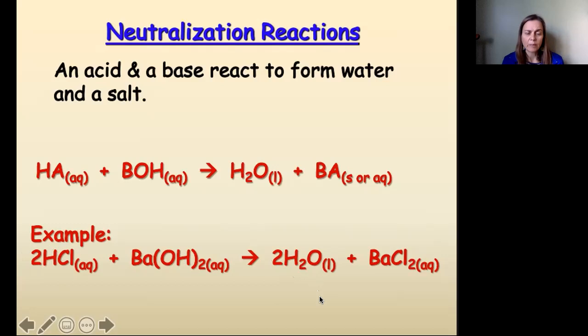So make sure when you write these that you're always paying attention and you're expecting to see a product that is water and a salt, not necessarily table salt, but a salt, an ionic compound, and make sure that that ionic compound is neutral.